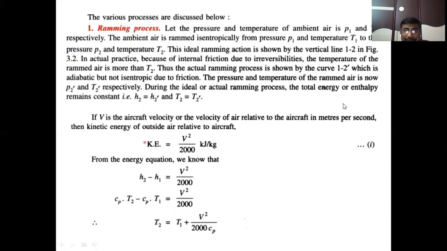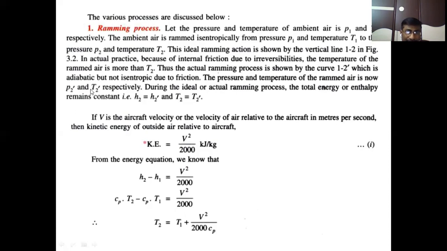During the ideal or actual ramming process, the total energy or enthalpy remains constant. That is, H2 equals H2 dash. Either it is ideal or actual, the total enthalpy remains constant. H2 equals H2 dash. That's why temperatures are equal during ideal or actual ramming, T2 equals T2 dash, but the pressure will be different due to friction.